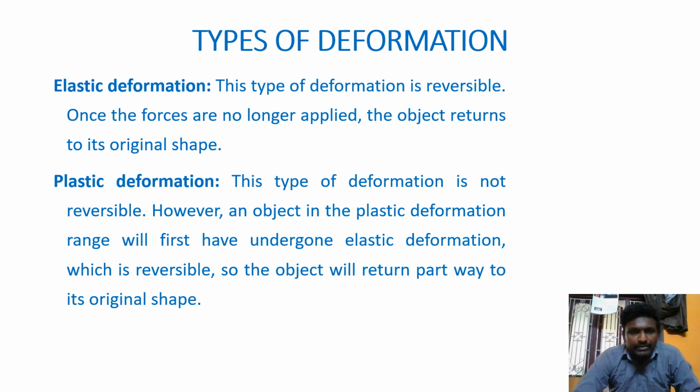Elastic deformation is this type of deformation that is reversible once the forces are no longer applied. For example, you are sitting in a chair, and when you are sitting, the chair slightly bends. When you are standing up from the chair, the load is removed, and the chair comes back to the normal position. That is known as elastic deformation. The deformation happens when the load is applied. When the load is removed, it comes back to the normal size. That is called elastic deformation.